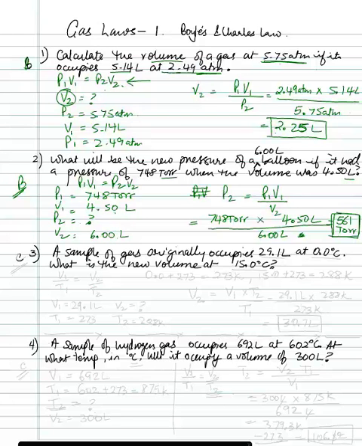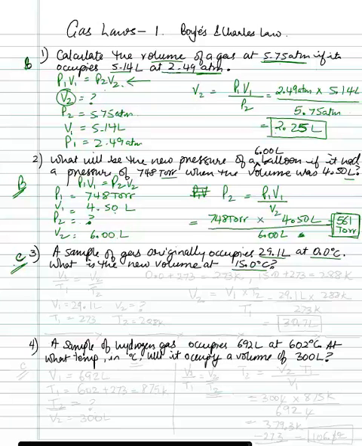The next question is, a sample of gas originally occupies 29.1 liters at 0 degrees Celsius. What is the new volume at 15 degrees Celsius? Now this is a relationship between volume and temperature. So this is Charles' law.